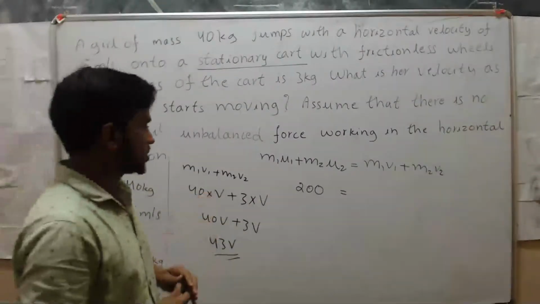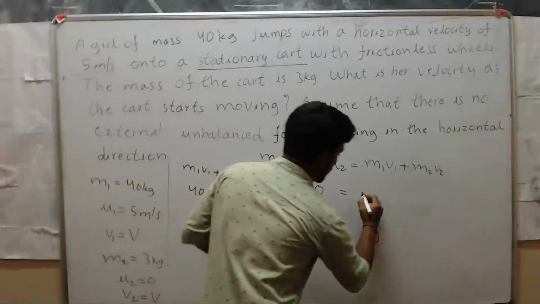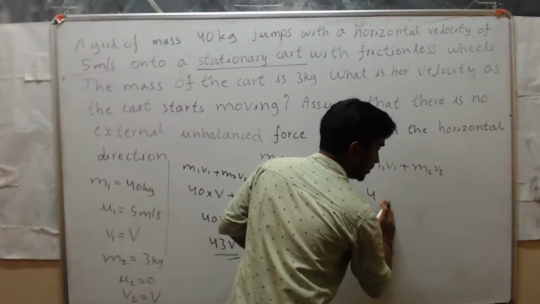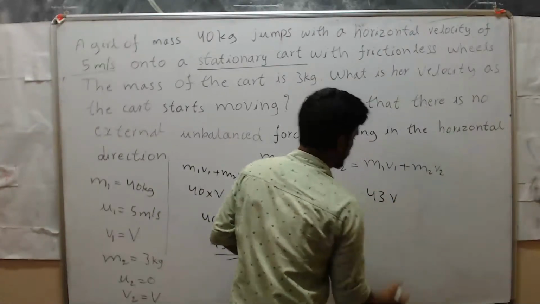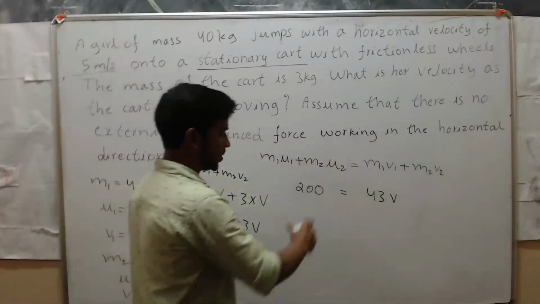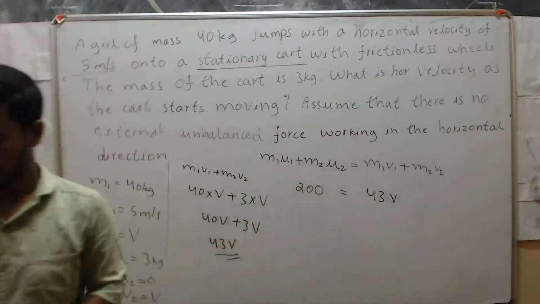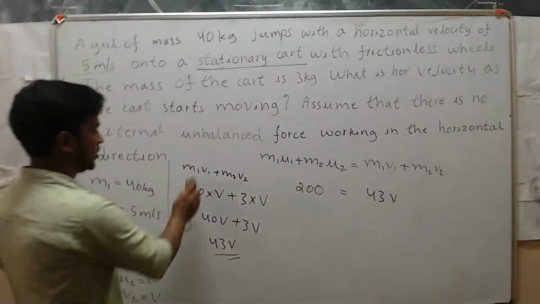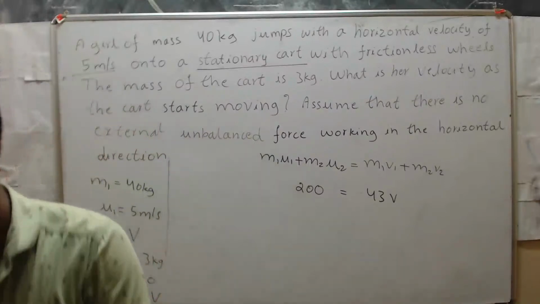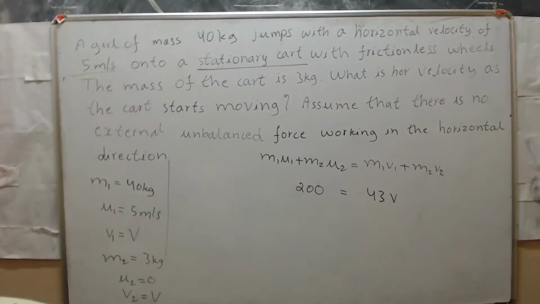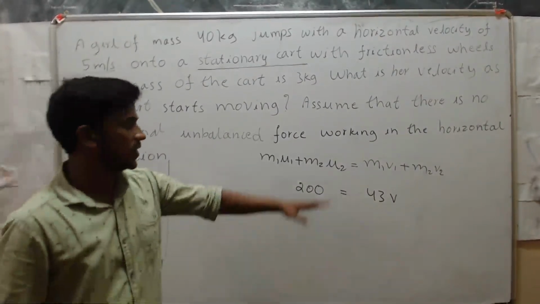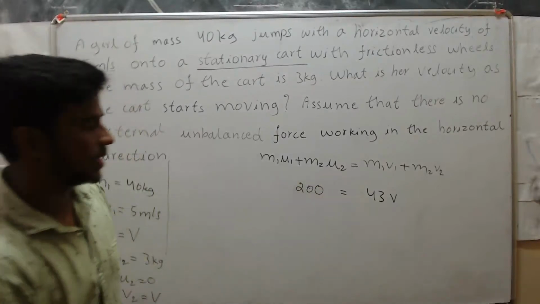Okay. Next, what is the final momentum? That is 43V kg meter per second. Okay. So now both are equal, right? Initial momentum is equal to final momentum. So now bring 43 this side. So 200 by 43. Tell me the answer. Calculate V. What is the answer? First, yes, 43 kg meter per second. Correct. So now calculate V.